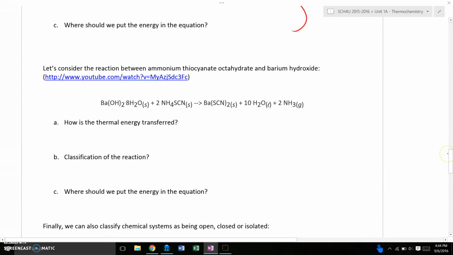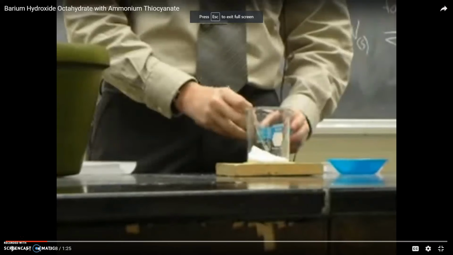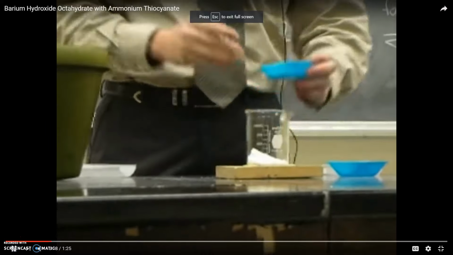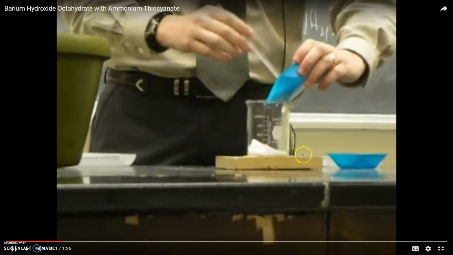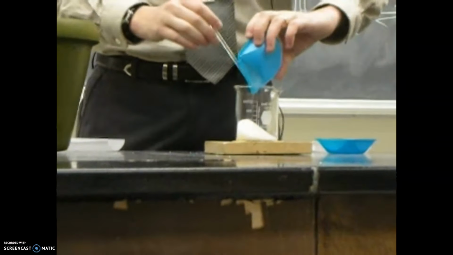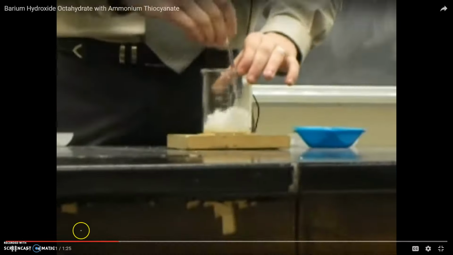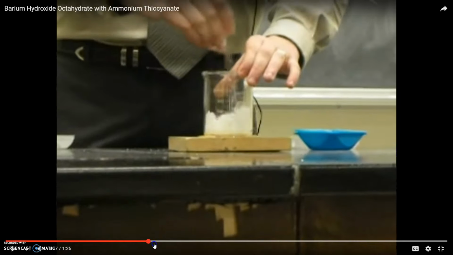On another side of things, we look at the reaction between ammonium thiocyanate and barium hydroxide octahydrate. In this situation, I'll show you the video. You're going to see what he's done is there's a thin layer of water below this beaker. You add the ammonium thiocyanate to the barium hydroxide octahydrate, and you swirl. Okay, so he's stirring, and I'm going to skip ahead because he stirs for a while.